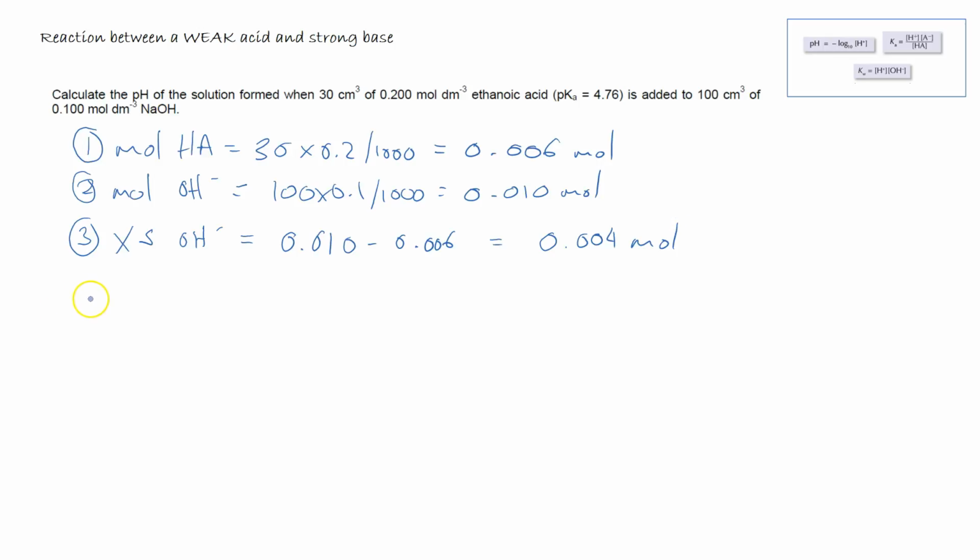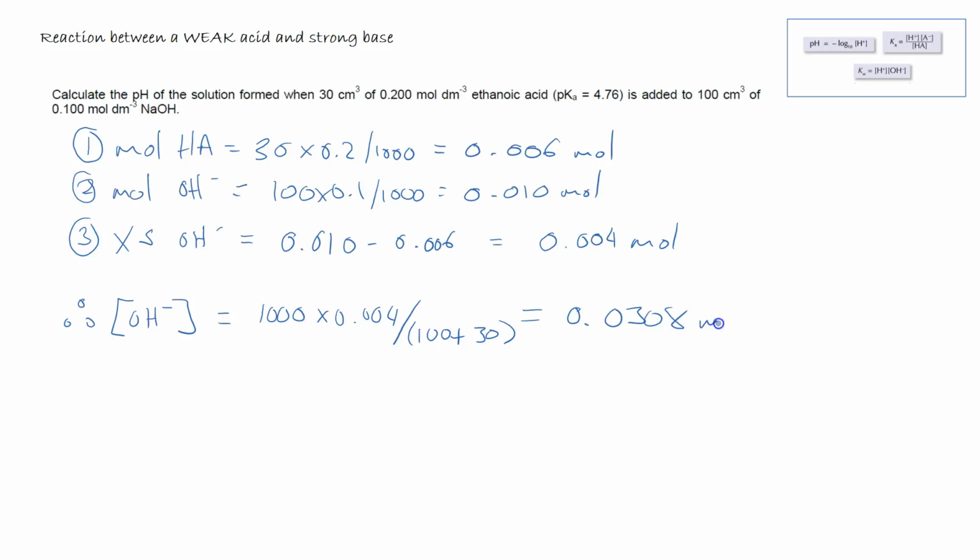Therefore, we've got an excess of OH minus, and we're going to work out the concentration of OH minus, which is now 1000 multiplied by the number of moles, which is 0.004, divided by the total volume, which is going to be 100 plus 30, and that gives us 0.0308 moles per decimeter cubed as my concentration for hydroxide.